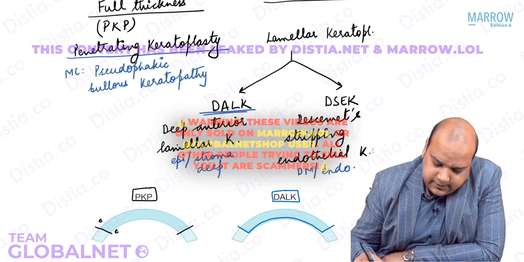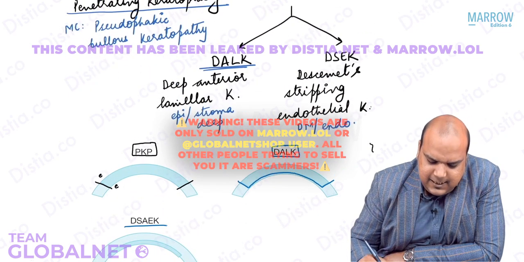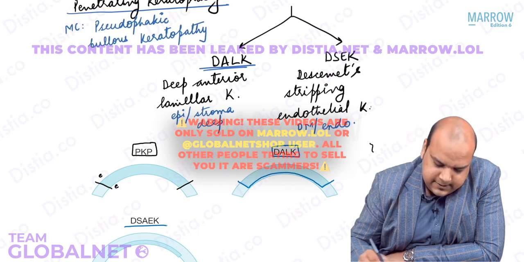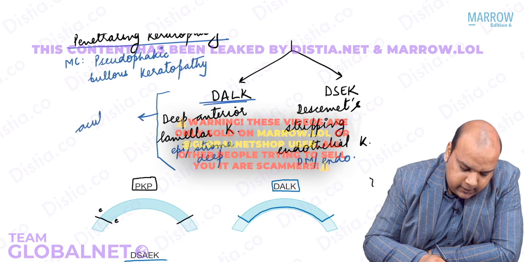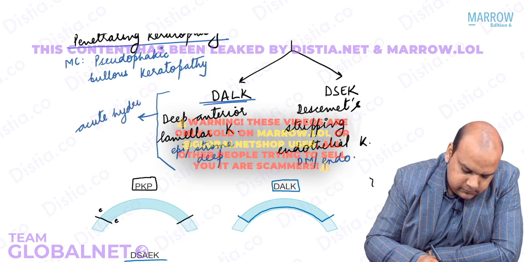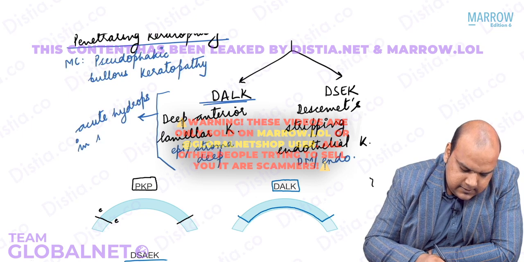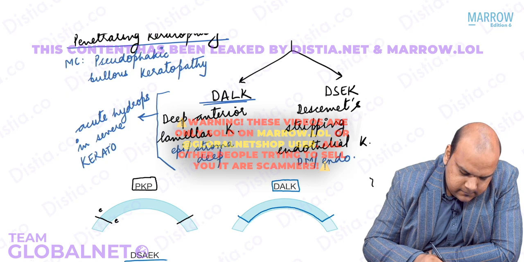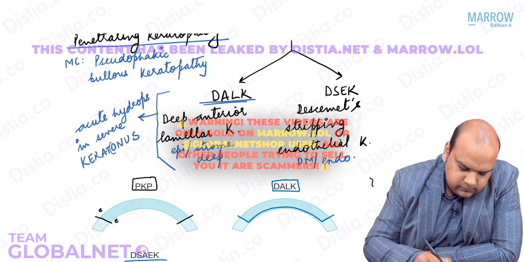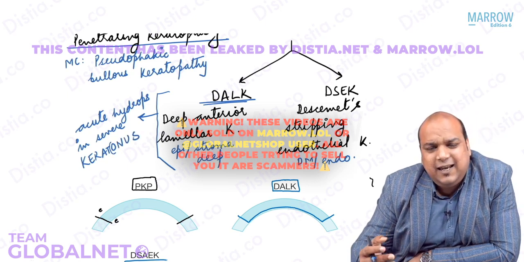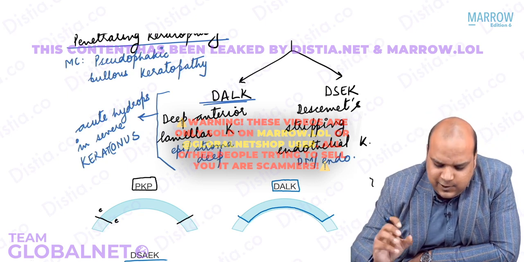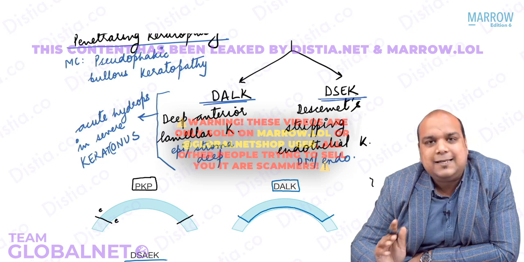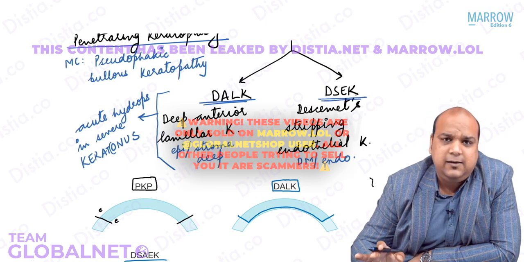Yes? Then, DALK, deep anterior lamellar keratoplasty. This is usually preferred for acute hydrops in severe keratoconus. Okay, everybody? And DSEK can again be done in cases of bullous keratopathy. Am I clear to everybody? No specific indication for DSEK as such. I hope I am very clear about this.